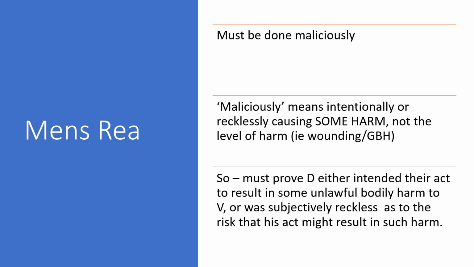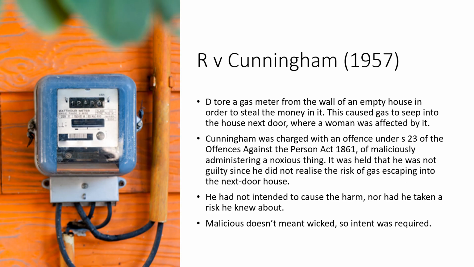So the defendant must prove, then, that the defendant either intended their act to result in some unlawful bodily harm to the victim, or was subjectively reckless as to the risk that his act might result in such harm. So we can look to the case of Cunningham as an authority here.